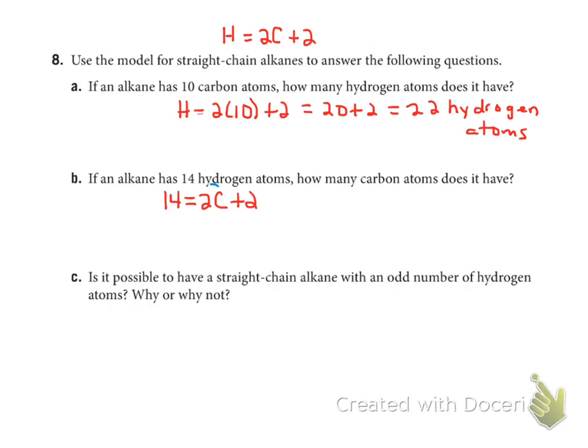We want to get this 2C, that variable part, all by itself. That means we have to get rid of that 2 at the end. Since it's a plus 2, we have to subtract 2. We do that to both sides. 14 minus 2 is 12. And that's equal to 2C. What's our next step going to be? Now you would divide by 2. 12 divided by 2, yes, and you would get 6. C is 6 carbon atoms.